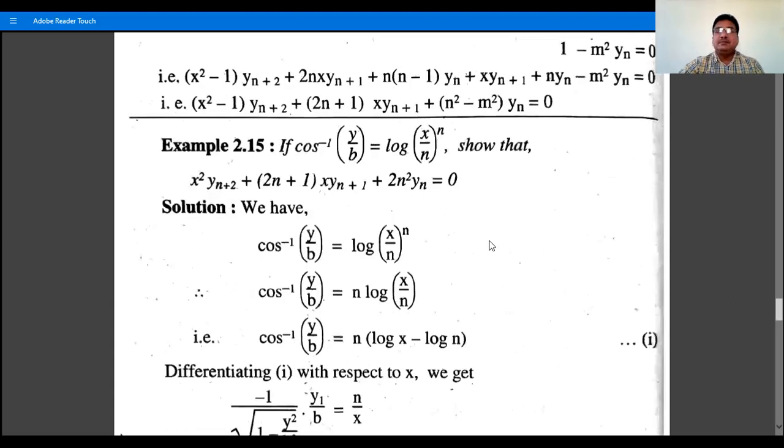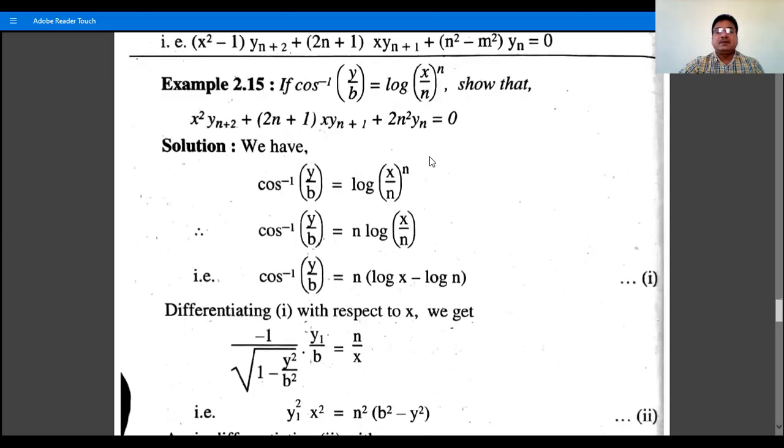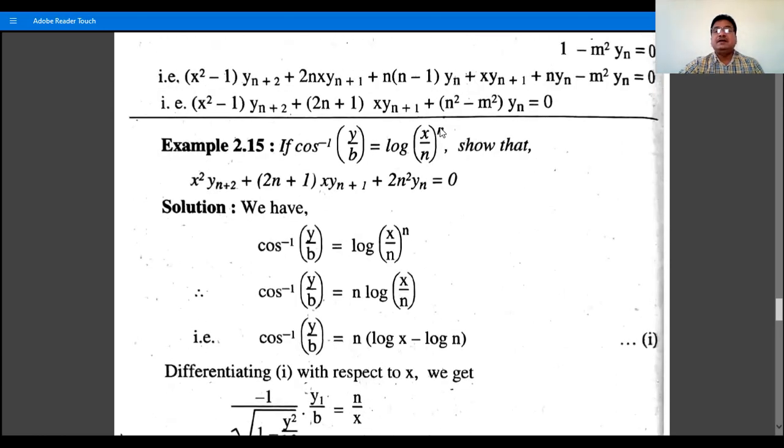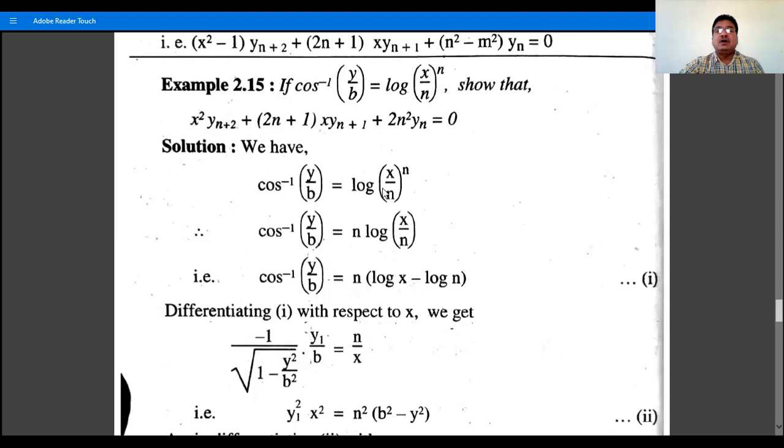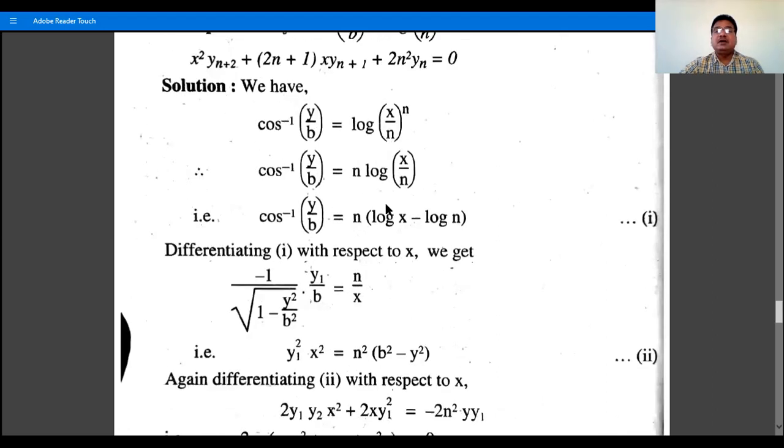Same type of example: cos inverse (y by b) is equal to log (x by n) raised to n, then show that this. So cos inverse (y by b) is equal to log (x by n) raised to n, that is n log (x by n), using the log a raised to m rule.